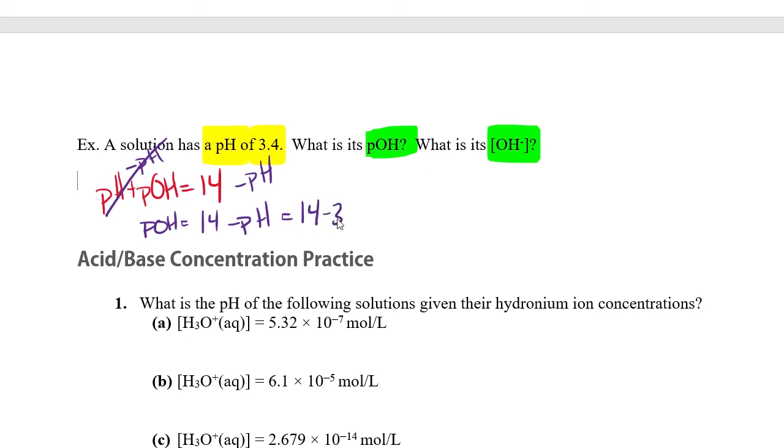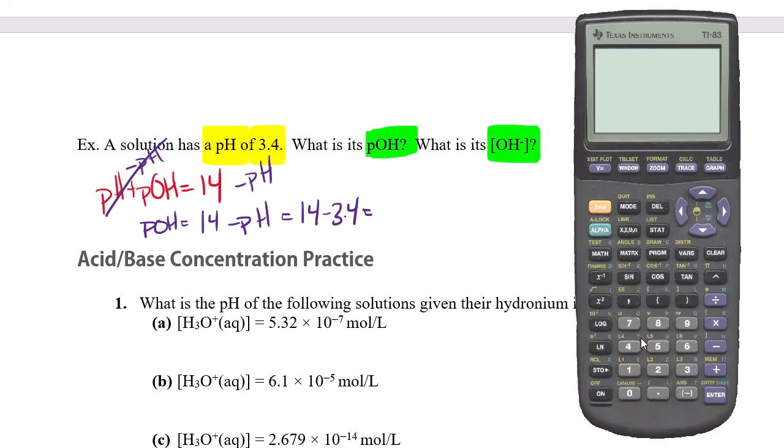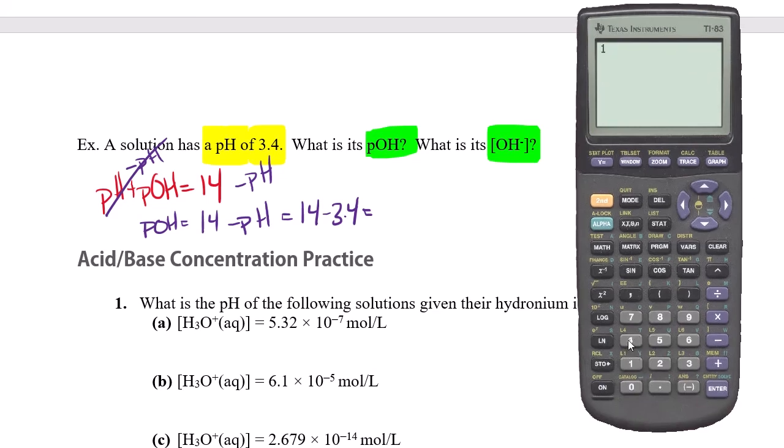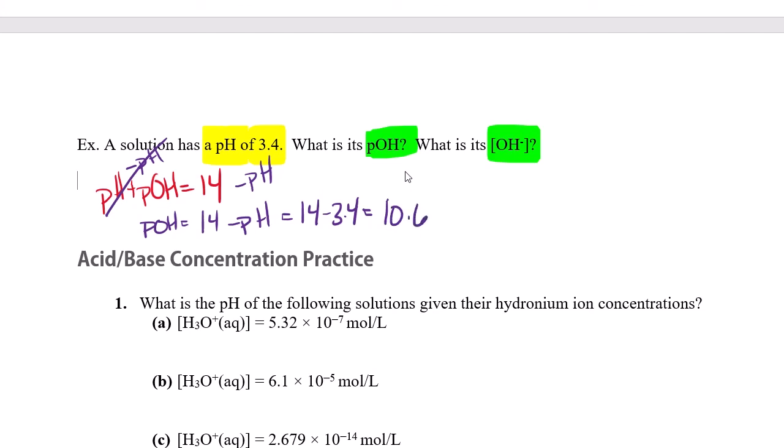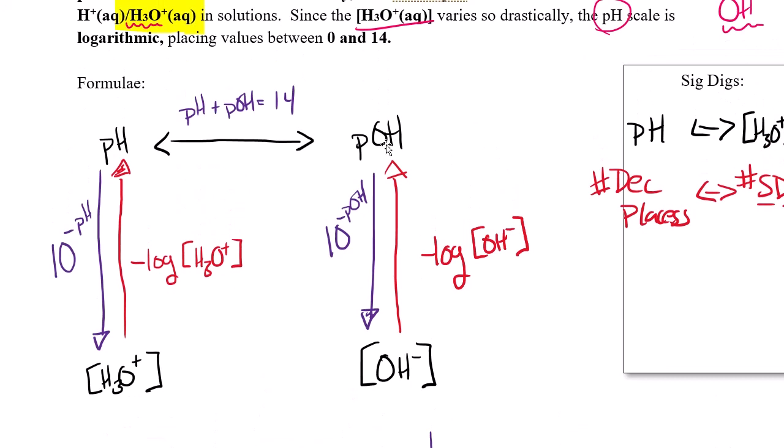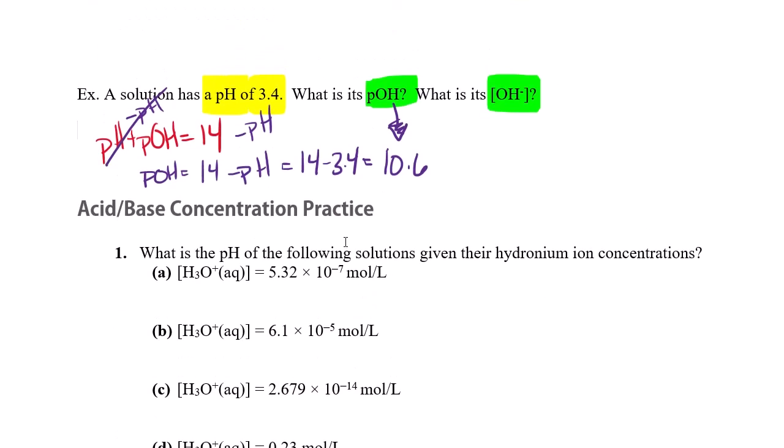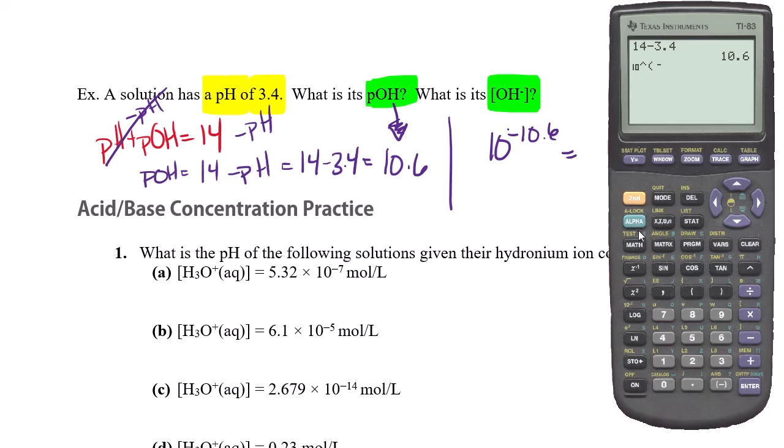So 14 minus 3.4, which we can fire into our calculator. So 14 minus 3.4 gives me 10.6. So my pOH here is 10.6. And then if I want to figure out the hydroxide ion concentration, well, I know the pOH. To find the hydroxide ion concentration, I need to take 10 to the negative pOH. So for the second step here, 10 to the negative pOH, so the negative 10.6. 10 to the negative, I can just hit answer and it'll plug in my 10.6. That gives me 2.51 times 10 to the negative 11.